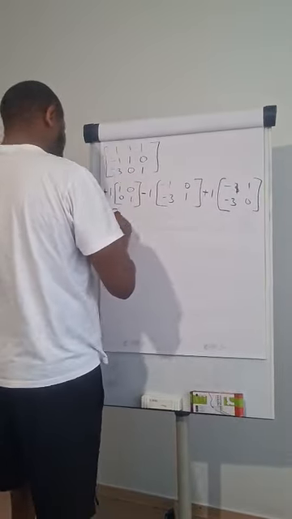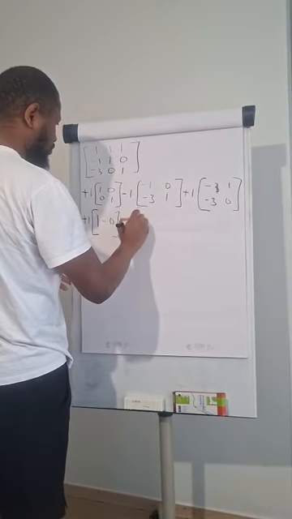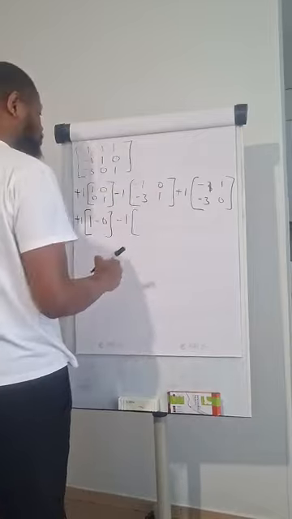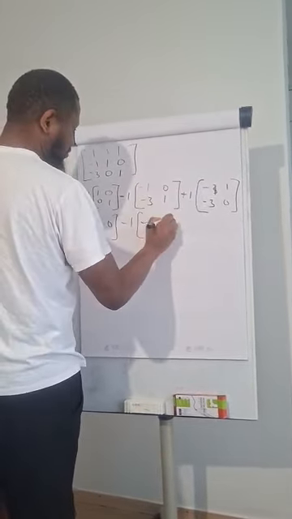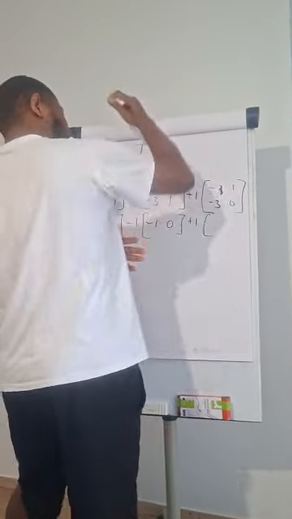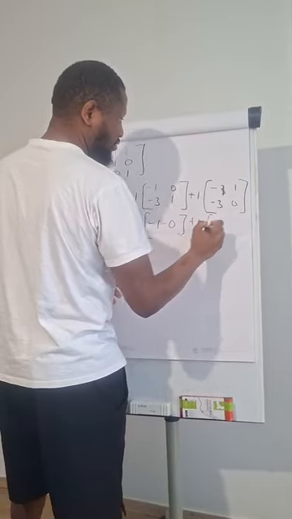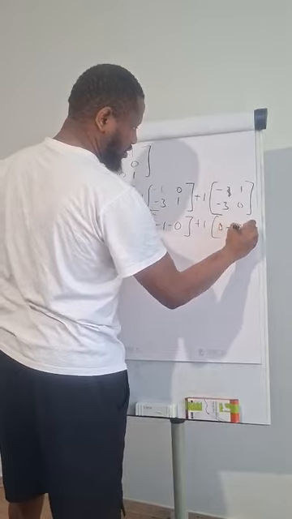So 1 multiply 1 is 1. Minus 0 multiply 0 is 0. Minus 1. 1 multiply minus 1 is -1. -3, anything multiply 0 is 0. So you don't need to bother your head with that. Plus 1. 0, anything multiply 0 is 0. -3 multiply 1 is -3.